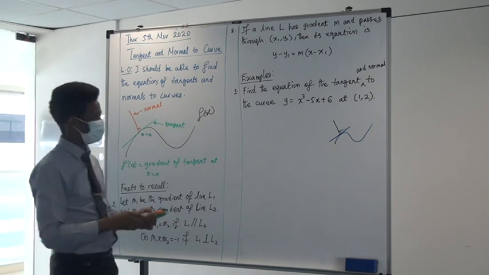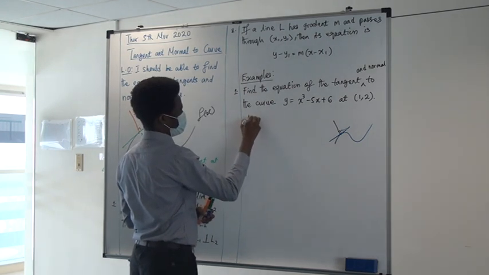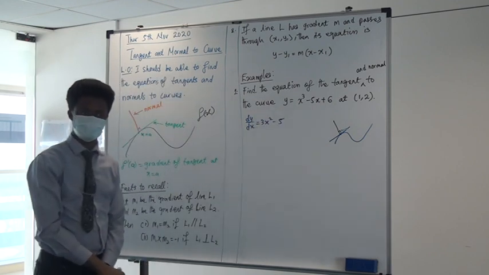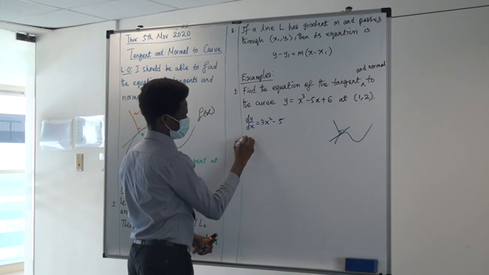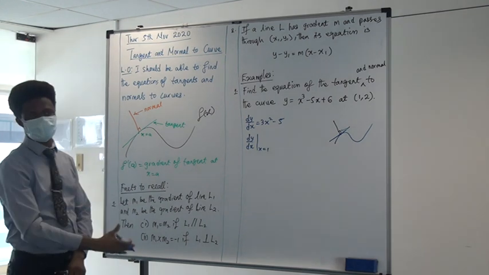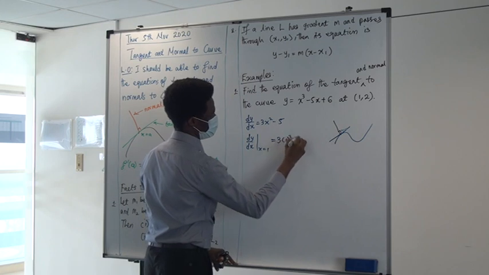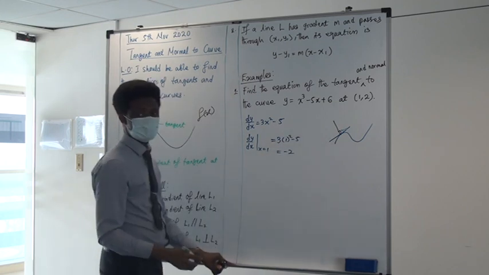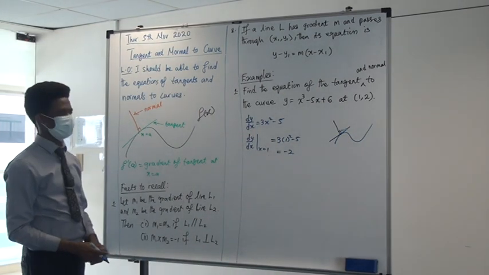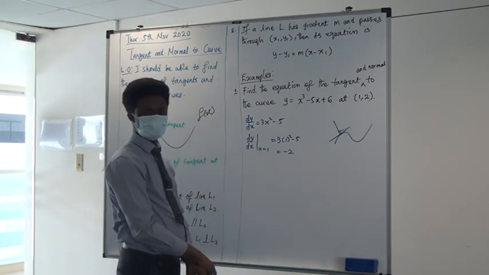Is that clear? So the first thing is we need to find the gradient at this point. So we start by finding our dy/dx. This is 3x squared minus 5. Yes? So at x equals 1, you can write it like this. It means the gradient at x equals 1. At x equals 1, we have 3 times 1 squared minus 5, which is negative 2. In that case, this is not the shape. The shape will go like this. Understand?